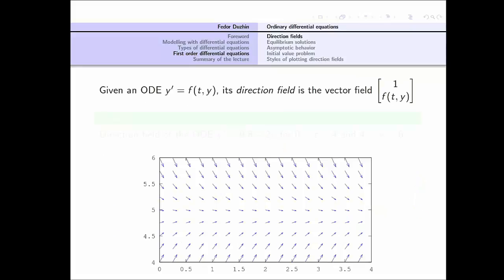Right, given a first order differential equation, its direction field is the vector field that is constructed according to this rule. Recall from calculus 3 that a vector field assigns a vector to every point on the plane. So at each point of the plane sits a vector, and the coordinates of that vector are calculated according to a certain rule. In particular here, given a differential equation, the first component of the vector is always 1, and the second component is always f of t, y.